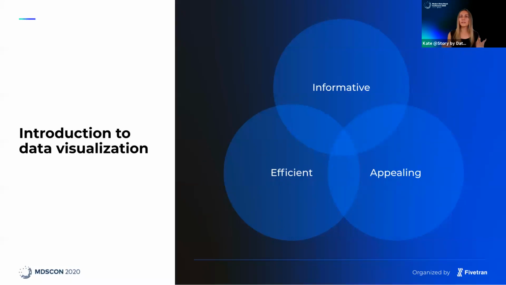So informative basically means it has to actually tell a data story. It has to inform your audience and answer the data question. Appealing basically means an appealing data visualization is something that is attractive. It looks good. It can attract your audience's attention and keep their attention. People tend to want to look at data visualization when it's appealing.